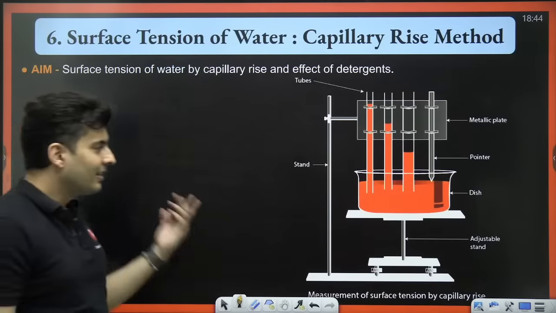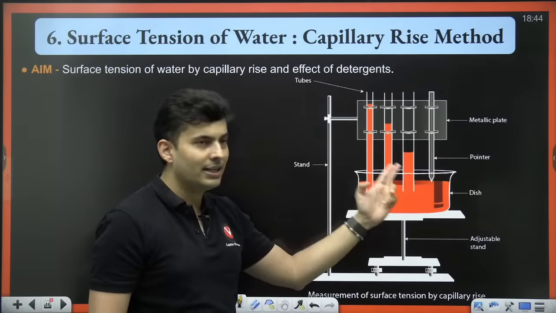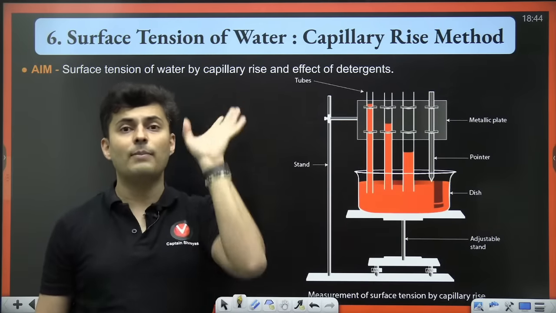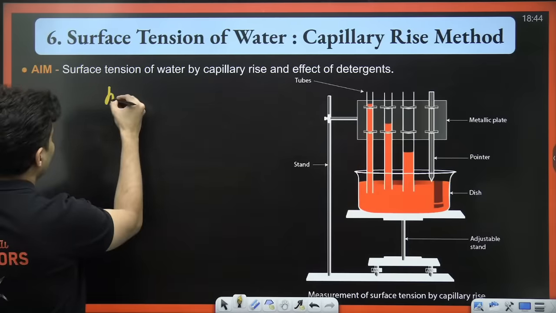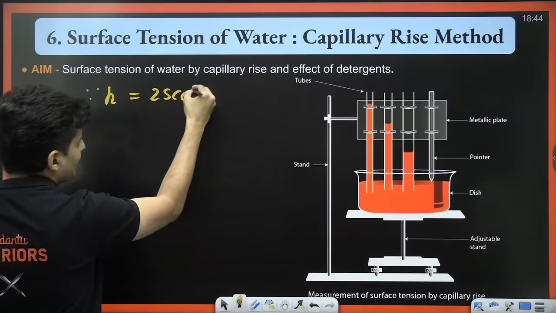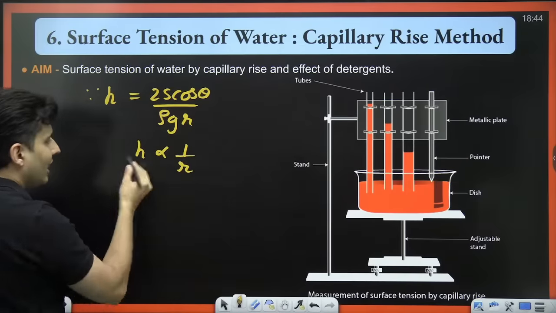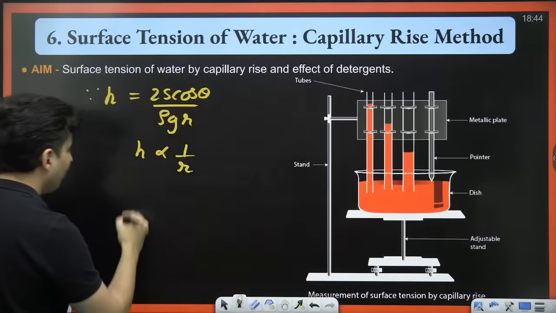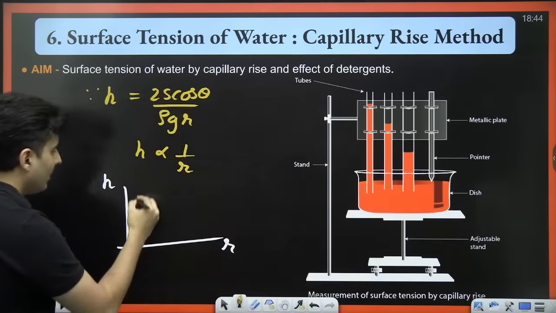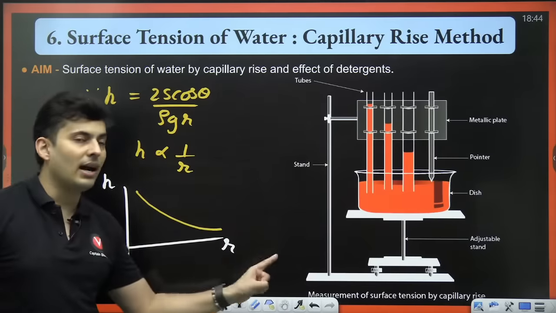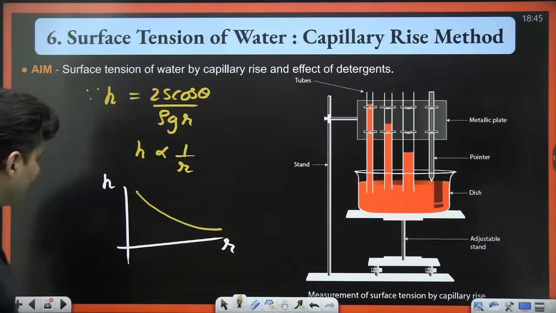Now it so happens that for the same liquid, if you use capillaries of different radii, you will see the height rise or fall will also be different. Reason being, since h is 2s cos theta by rho gr, h is inversely proportional to r. That's the reason why if you draw a graph of h versus r, it will look something like this. You can be asked a question on that.